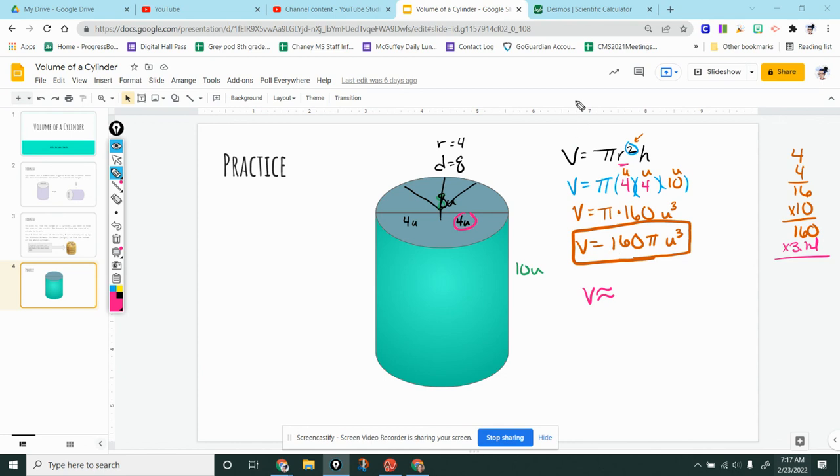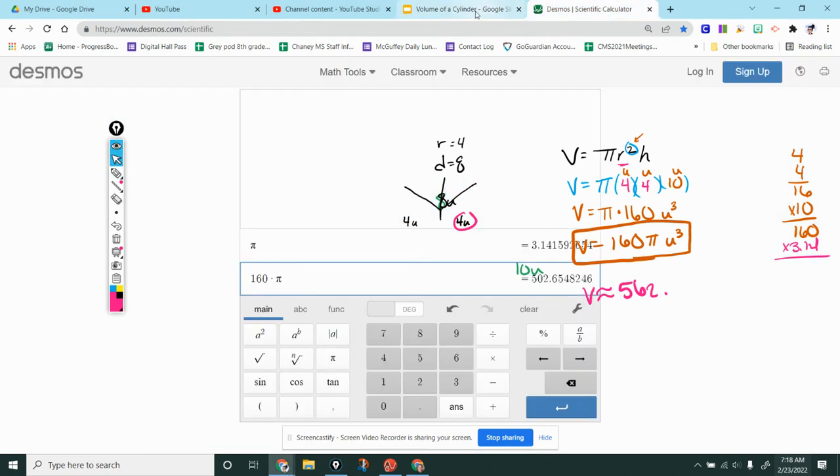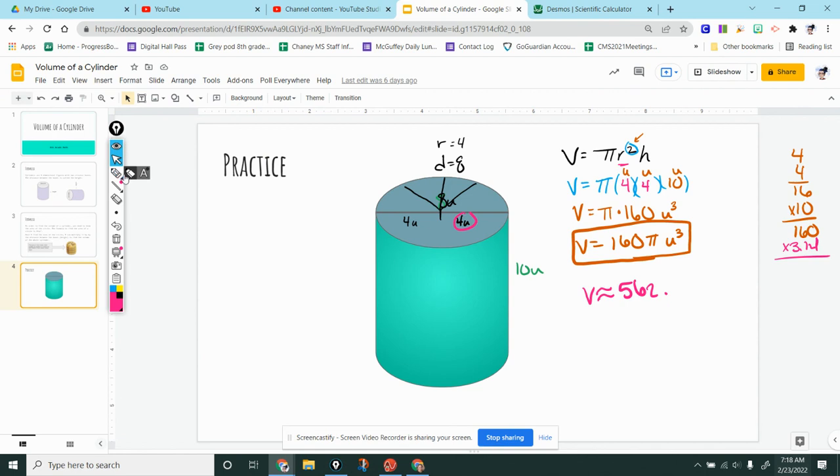So it's about 502.65, and again, I apologize, I forgot what that value was, and it is an estimate. That's why we change our symbol. This was equal, this is an estimate, and that's all we do to find the volume of a cylinder. Pi times radius times radius times height. Multiply it out, and you're good to go. I hope this was helpful.